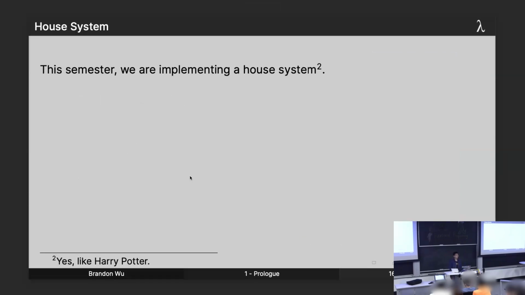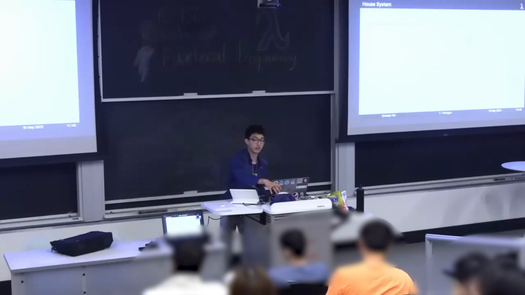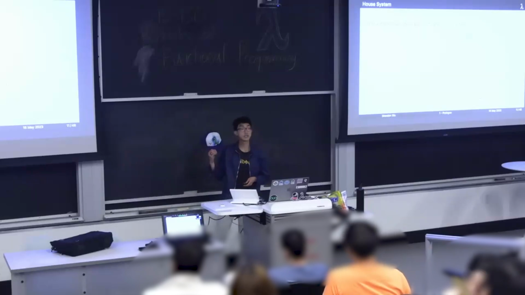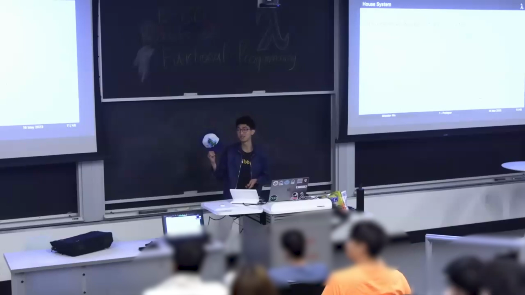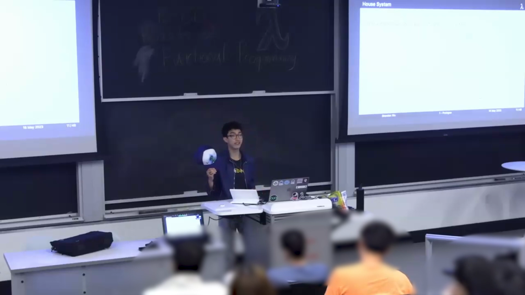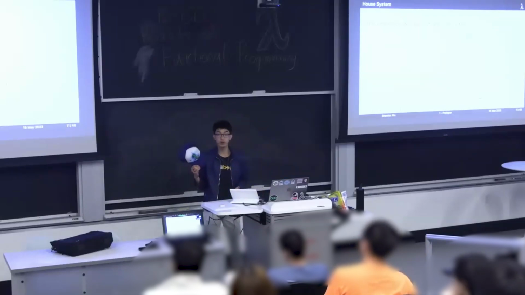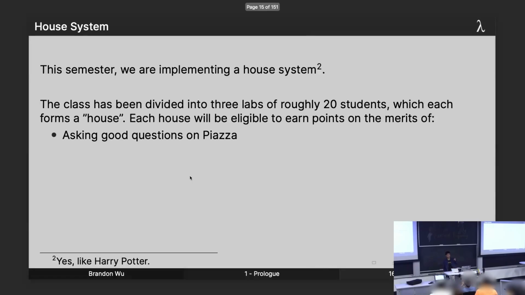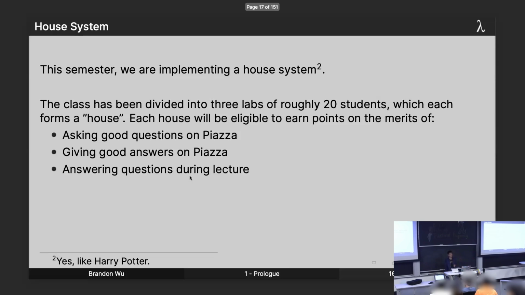Okay. But also summer's a time for fun, I think, and this is fun. So I have my handy dandy little Lambda hat here, which I got from a career event in San Francisco. But this is not just a Lambda hat; it is a sorting hat because you all are being sorted into houses, a la Hogwarts or Harry Potter. Every one of you has been sorted into one of 3 labs that is headed by 2 or 3 TAs, depending. And your lab is able to earn points over the course of the semester by doing certain actions. You can earn points via asking good questions on Piazza, giving good answers on Piazza, and answering questions during lecture.